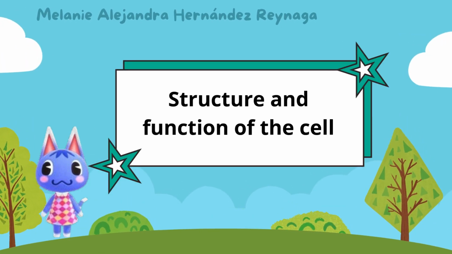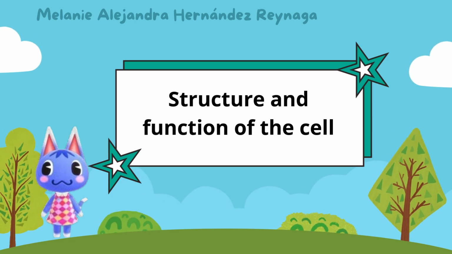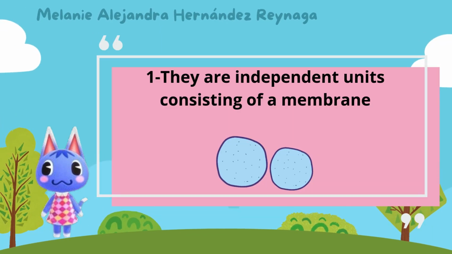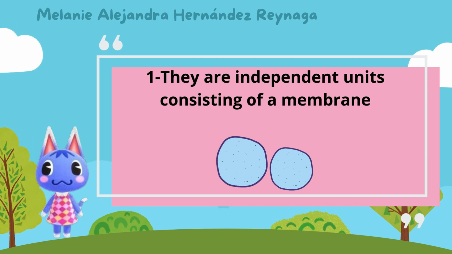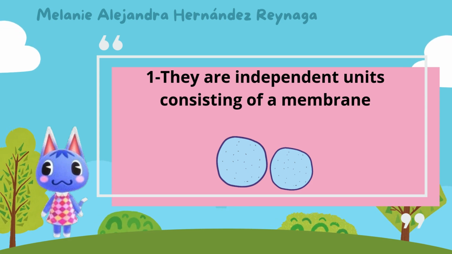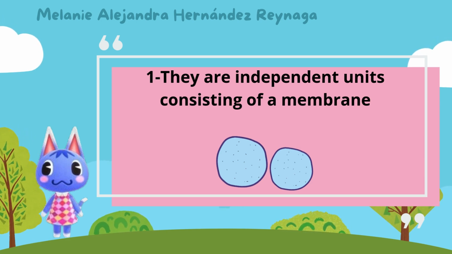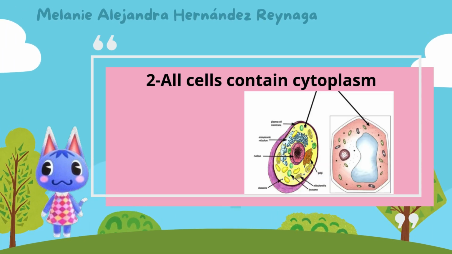Now, as for the structure and function of the cell, we have the following. All cells share three basic structural features. Number one, they are independent units consisting of a membrane. The membrane's function is to surround the cell and act as a border or boundary with the outside environment. Number two, all cells contain cytoplasm.